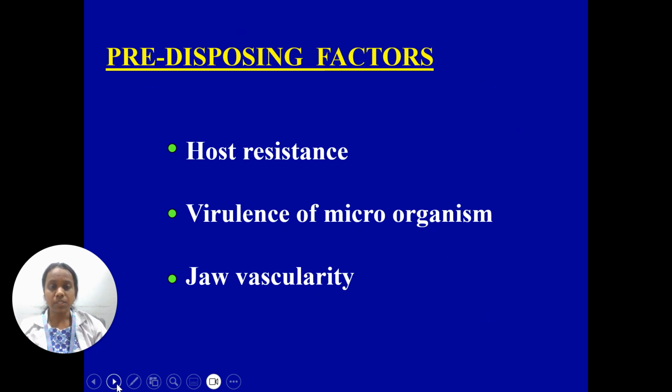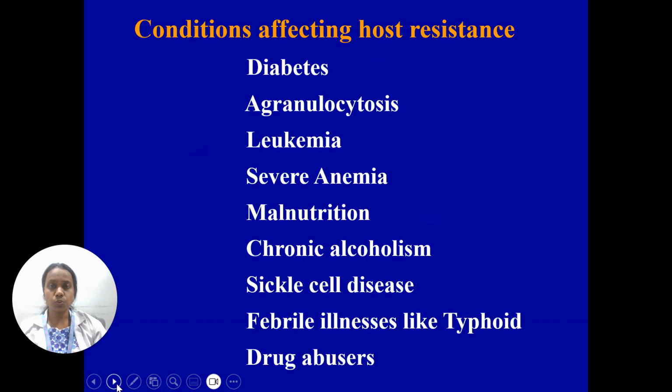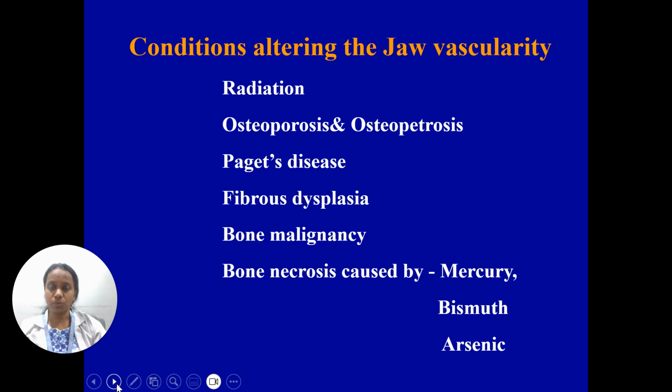Why in this particular condition is there a spread of infection? It is because of the predisposing factors, that is, compromised host immunity, highly virulent microorganisms, or reduced jaw vascularity. If there is reduced jaw vascularity, then it has a tendency to undergo necrosis and there is further spread of infection. The conditions wherein host resistance is compromised are diabetes, agranulocytosis, leukemia, severe anemia, malnutrition, chronic alcoholism, sickle cell anemia, febrile illnesses like typhoid, and drug abuse.